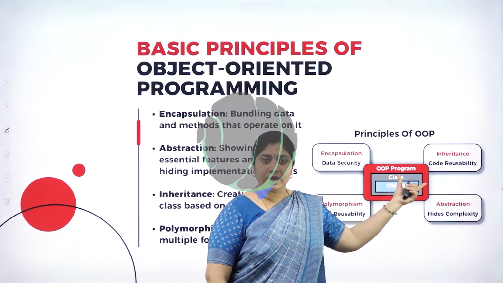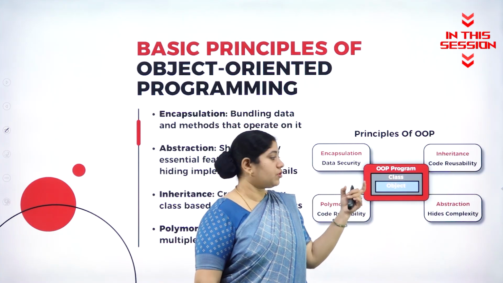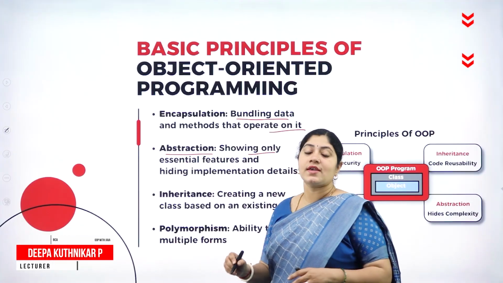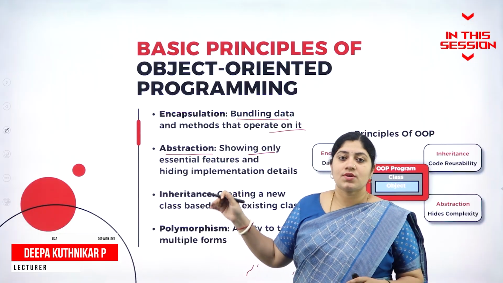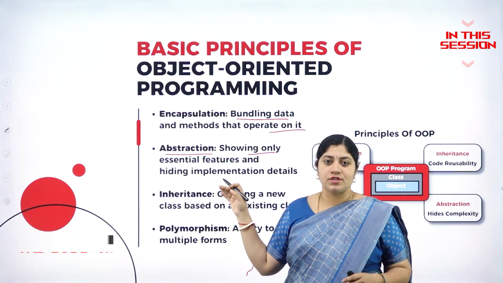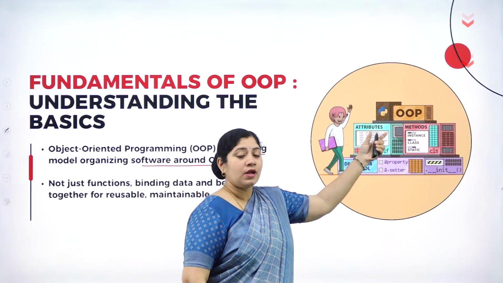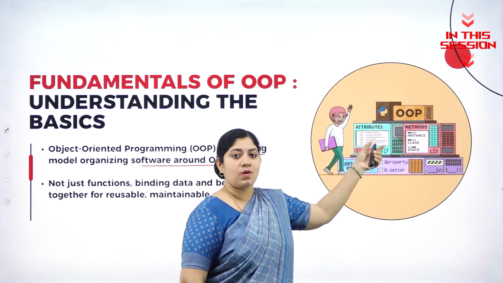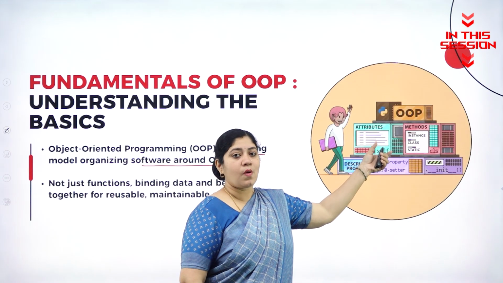An OOP program will be having a complete object showing the essential features. It is called abstraction. There is an OOP which is bound along with different objects.